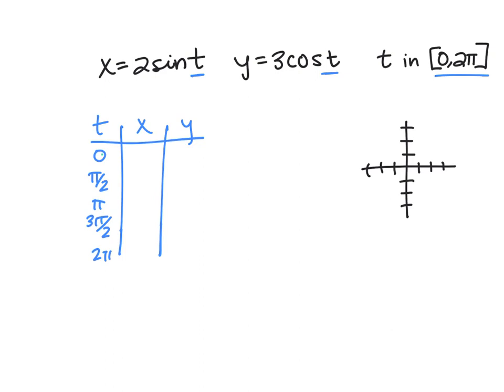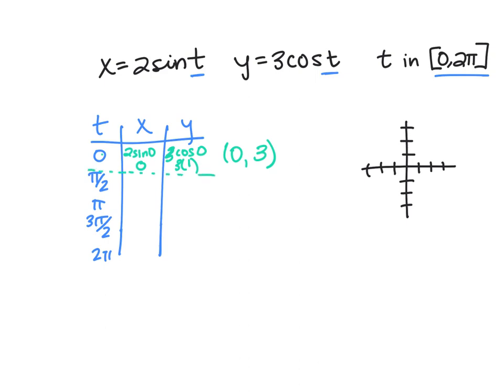So, for example, we plug 0 in. So if we do 2 sine of 0, so think about your unit circle. Sine of 0 equals 0. 2 times 0 is just 0. So we know that coordinate will be a 0. Plug it into y, we get 3 cosine of 0. Cosine of 0 equals 1. 3 times 1 gives us 3 for that point. So that was our 0.